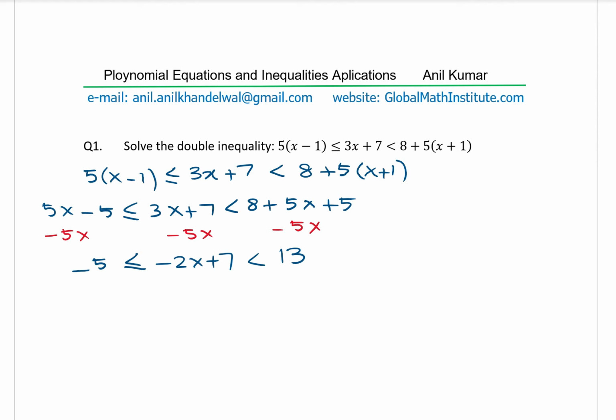Now we'll look into the center part where we have minus 2x plus 7. What should we do now? Well, we have to take away 7 now from all these sides. So when you take away 7, you are left with minus 12 less than equal to minus 2x, which is less than 6.